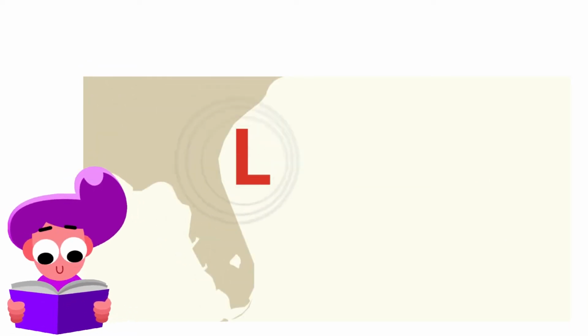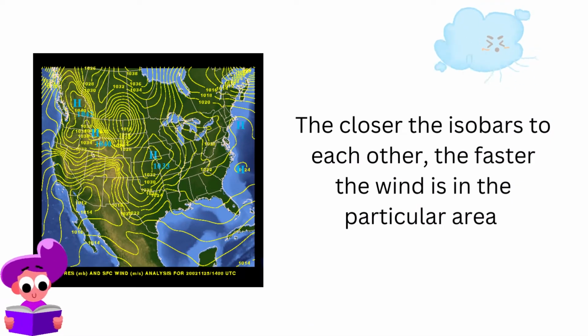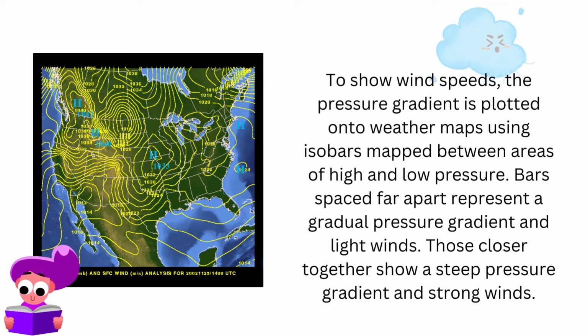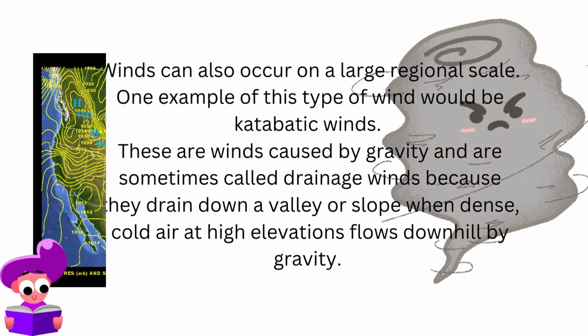In weather maps, we can see the pressure gradient by means of isobars, which are lines of the same pressure. The closer the isobars are to each other, the faster the wind is in that particular area. To show wind speeds, the pressure gradient is plotted into weather maps using isobars mapped between areas of high and low pressure. Isobars spaced far apart represent a gradual pressure gradient and light winds. Those closer together show a steep pressure gradient and strong winds.